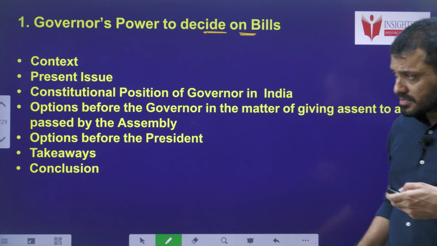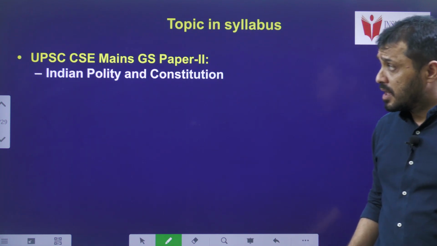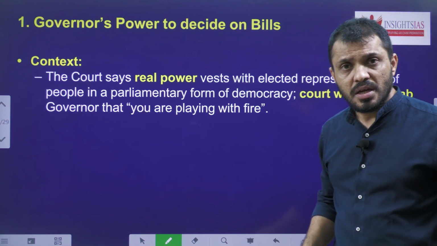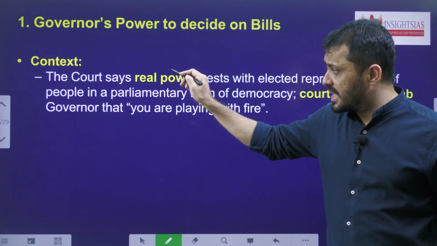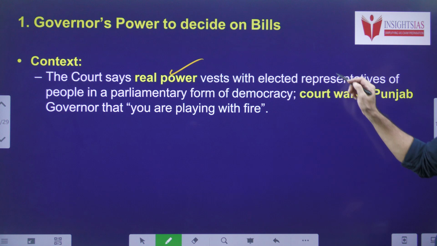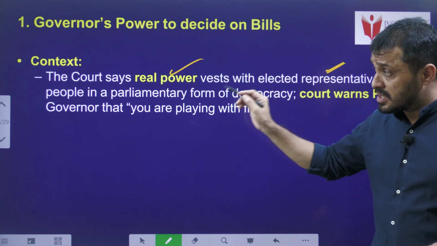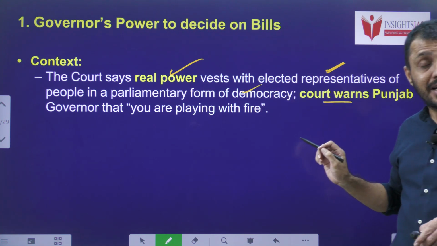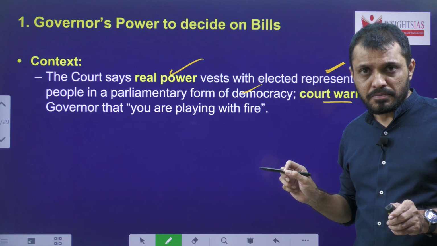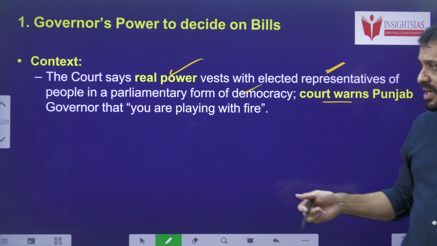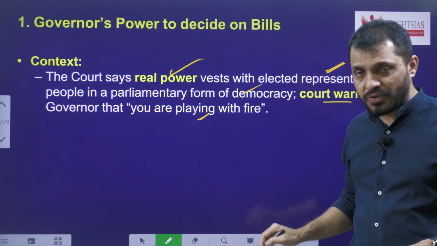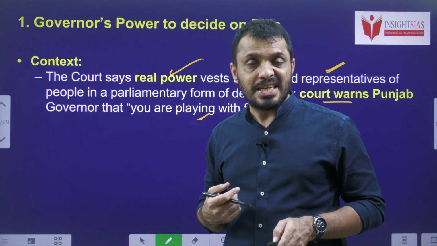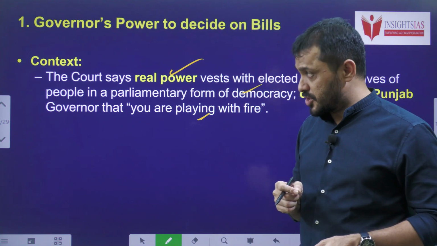Let us see some of the important highlights of this particular issue. This issue is going to help you in GS paper 2, Indian polity and constitution. Like I said earlier, the Supreme Court clearly mentioned that the real power of the elected government in the parliamentary form of democracy cannot be taken away and cannot be stalled by the executive. And the Supreme Court also warned the Punjab governor that you are playing with fire. That means you are interfering in the constitutional machinery. That is wrong. That was the Supreme Court's observation.